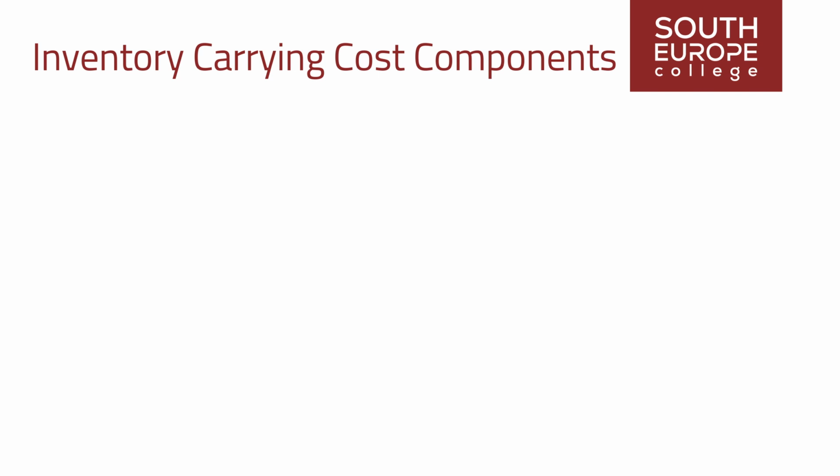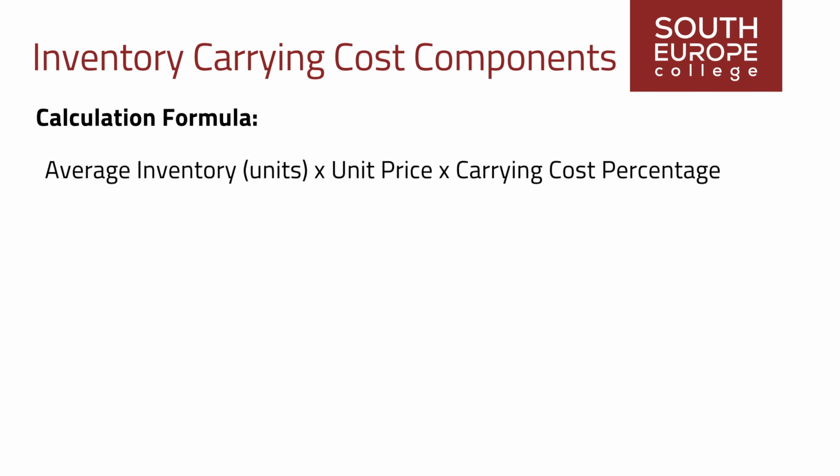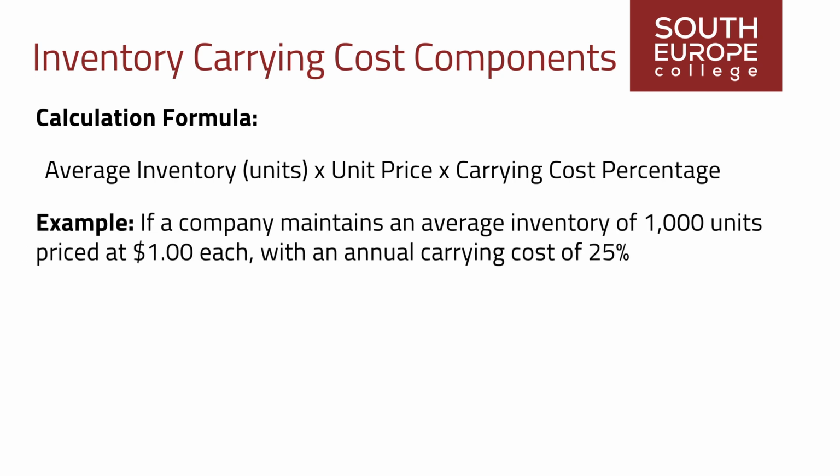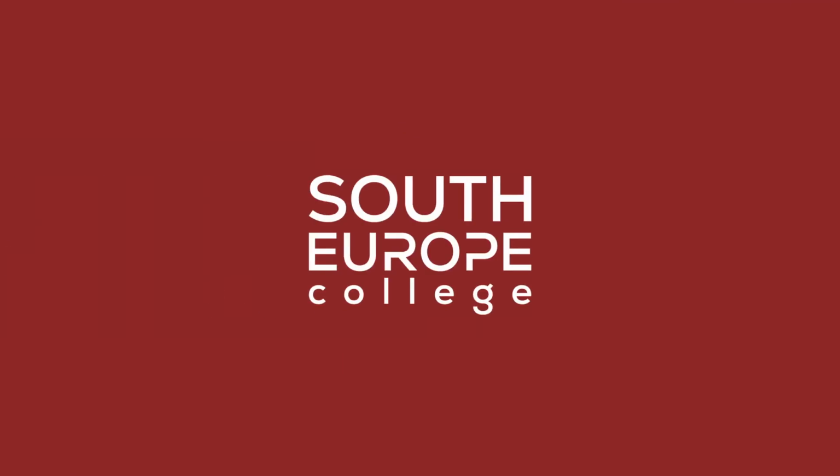The total carrying cost includes various components. To calculate the inventory carrying cost, multiply the average unit inventory by the unit price and the annual carrying cost percentage. For instance, if a company maintains an average inventory of 1,000 units priced at $1 each, with an annual carrying cost of 25%, the total yearly inventory carrying cost is $250: 1,000 units by $1 by 0.25.